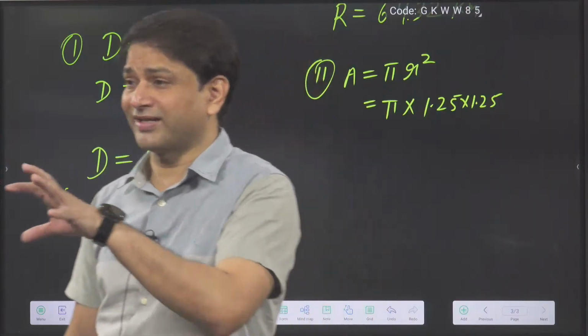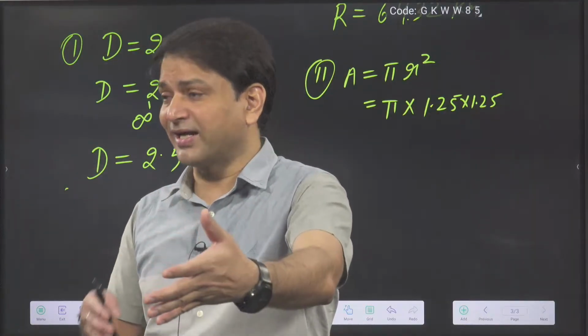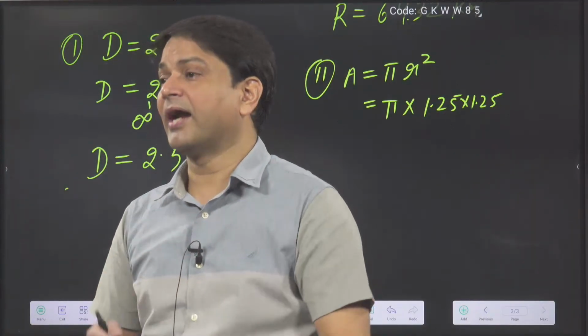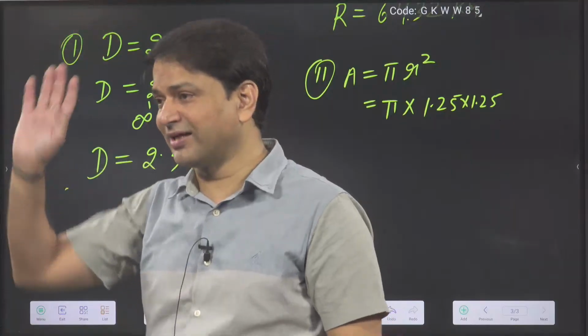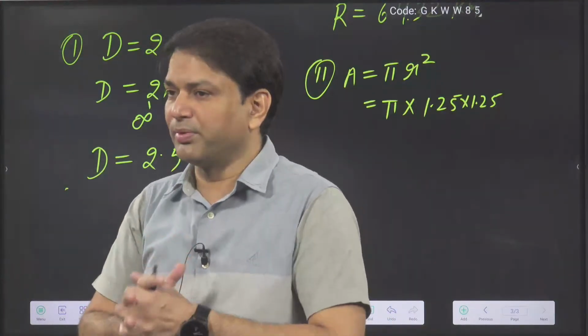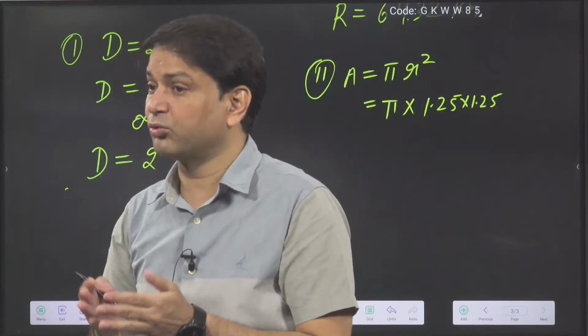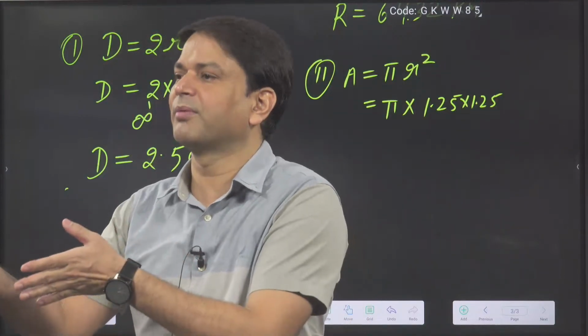And maybe who is saying 3? They are thinking 3.14. We are writing one approximate value. And maybe in class 9th or 10th you have learned pi is an irrational number. So you are saying pi is 22/7, but pi is not 22/7. 22/7 is the nearest rational number to pi.